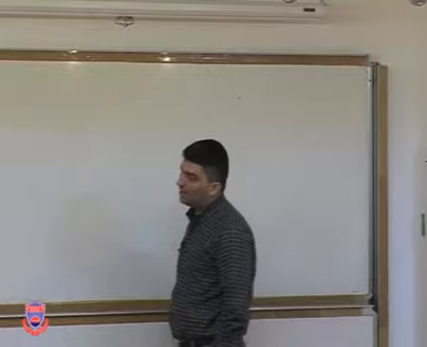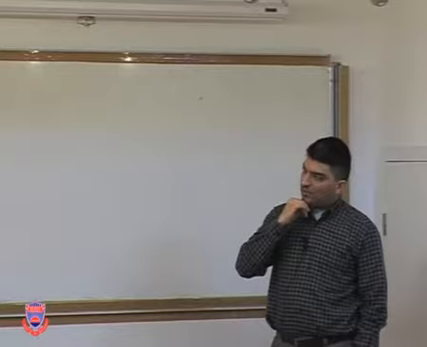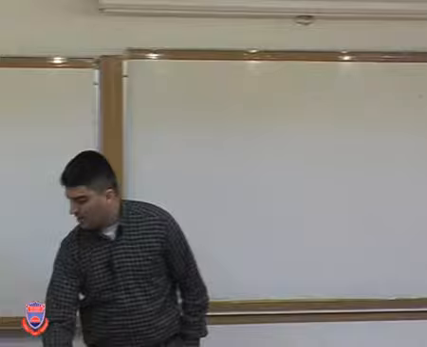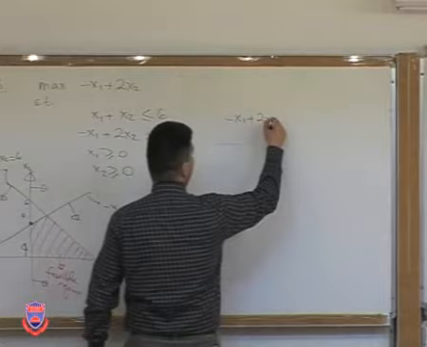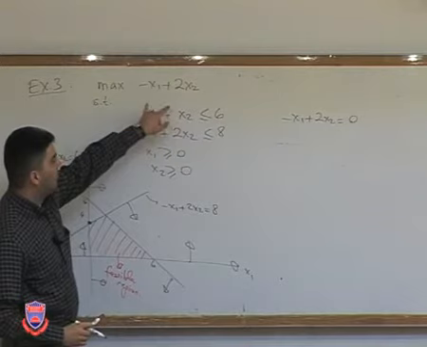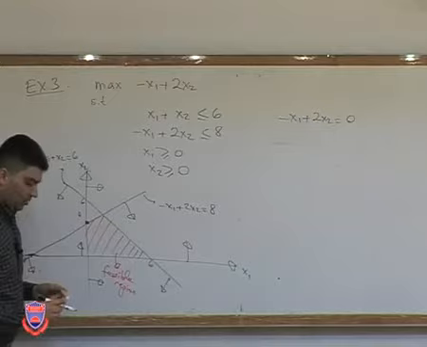Well, this is a maximization problem, right? So we should first of all figure out what the isoprofit lines look like. How do we do that? Well, what you can do is look at the equation, for example, minus x1 plus 2x2 equals 0. So this is my objective function value. Which values of x1 and x2 will give me an objective function value of 0? So what does that line look like? Well, obviously, it goes through the origin, right?